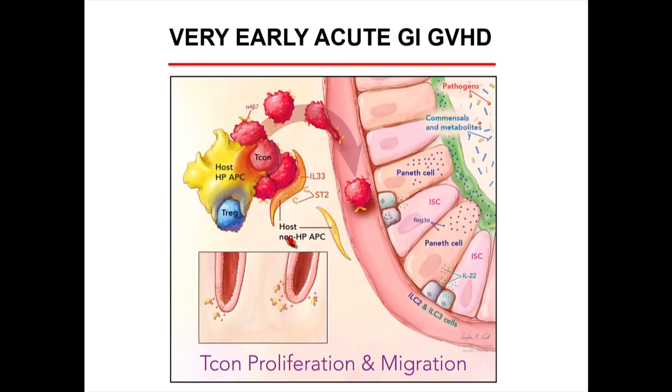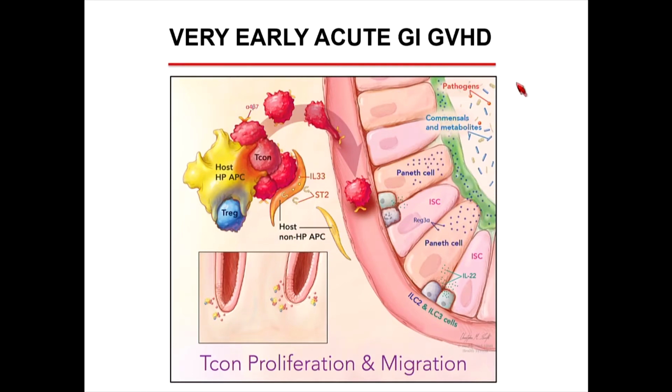So we believe that this is being released very early. ST2 is itself a sort of decoy receptor. It's a soluble receptor for IL-33. So what you see is that the cell becomes activated. IL-33 is an alarmin. So most of it, when it actually gets into the bloodstream, is going to be bound to the soluble receptor.